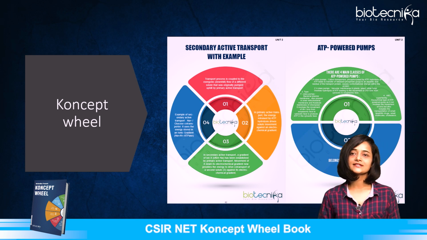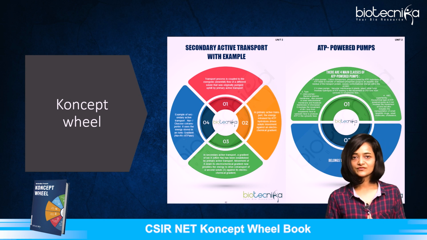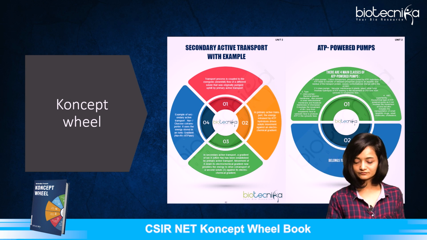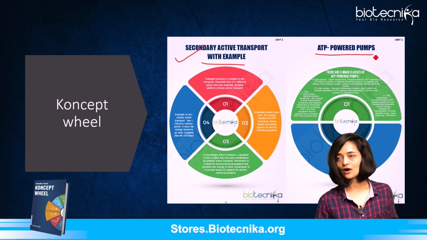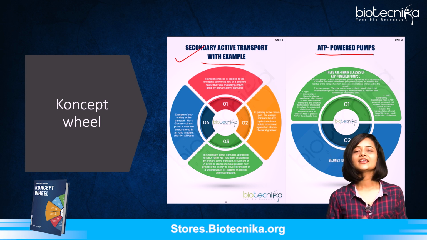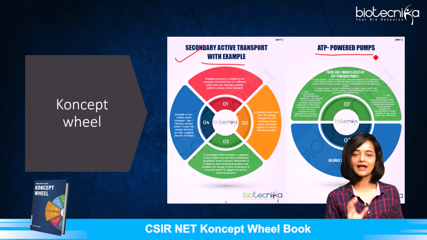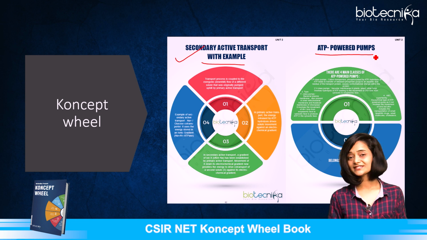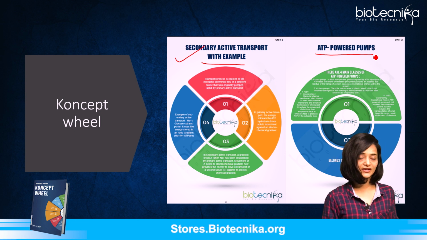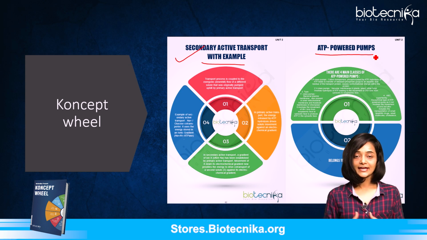Then comes how we can use the concept wheel to memorize different topics in which we need to remember examples, concepts and functions. Here I have taken an example. First one is secondary active transport, with examples explained in this concept wheel. Second is the ATP powered pumps. What happens here is, in the concept wheel, the particular topic is given in the middle, and around that the wheels basically explain the concepts about the particular topic and the examples that are involved. So this is very handy. You can utilize this to memorize various types of pumps, inhibitors, transporters and ion channels.